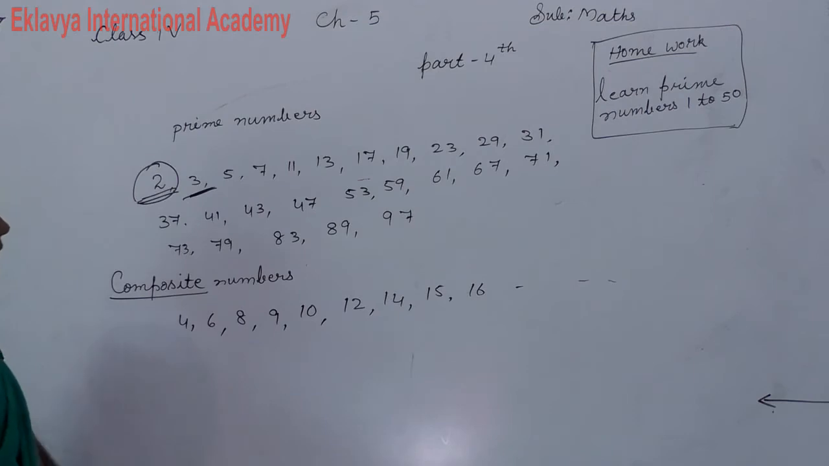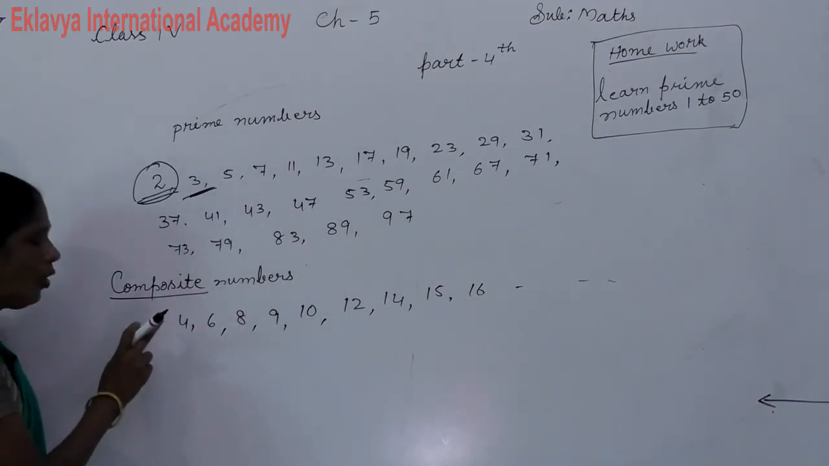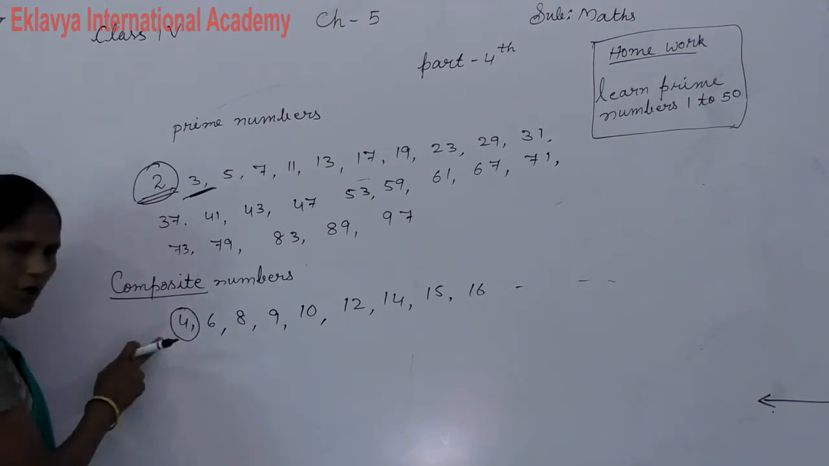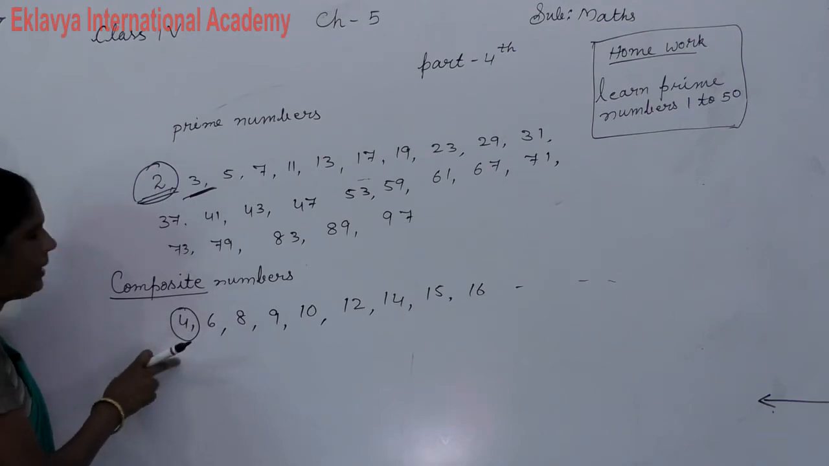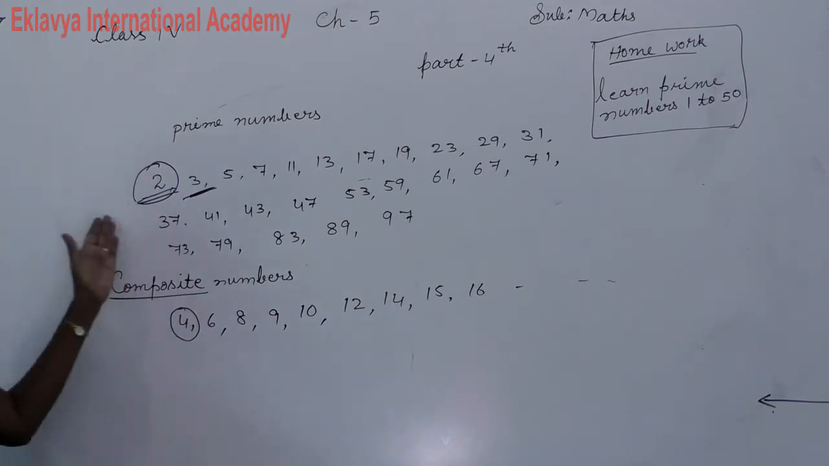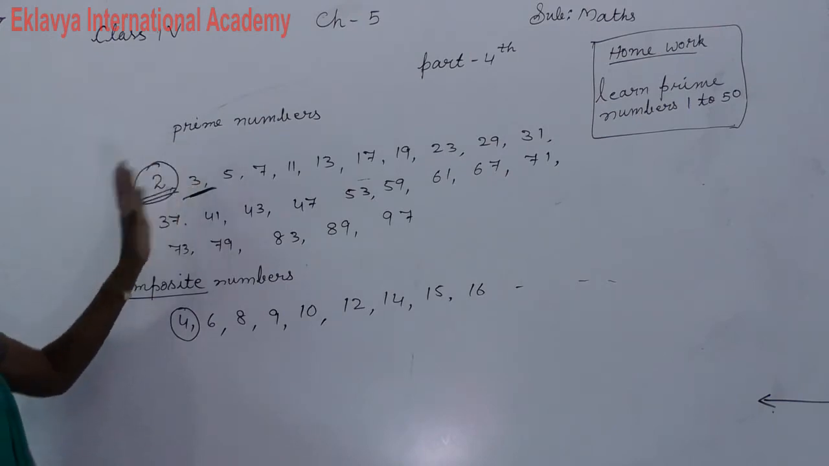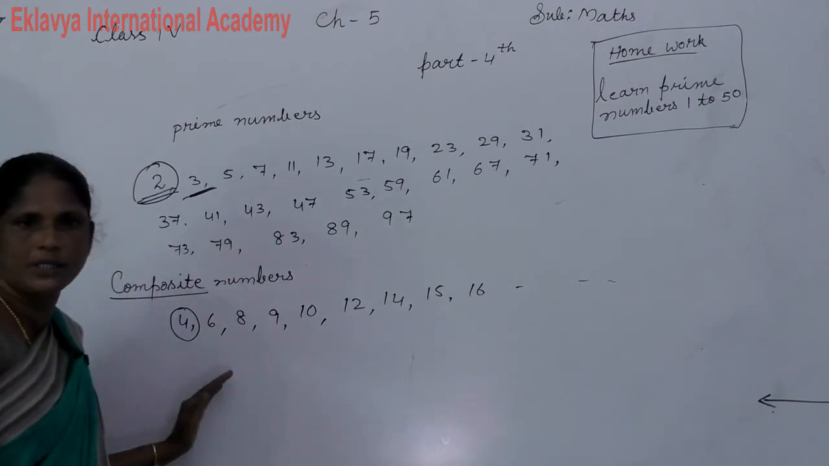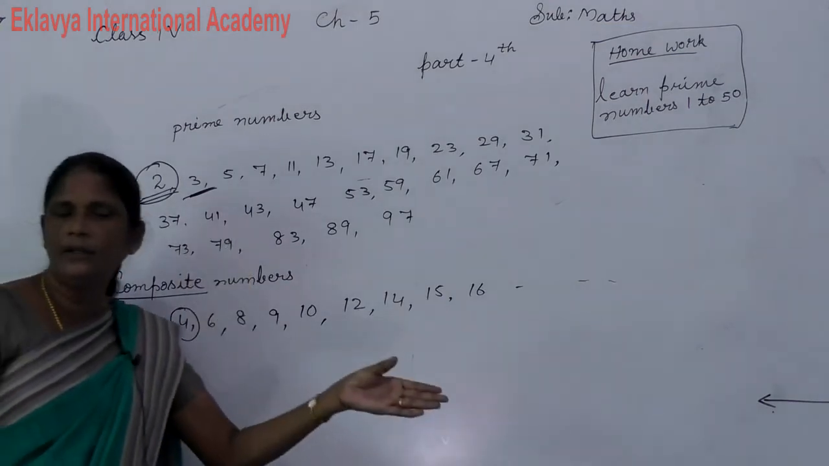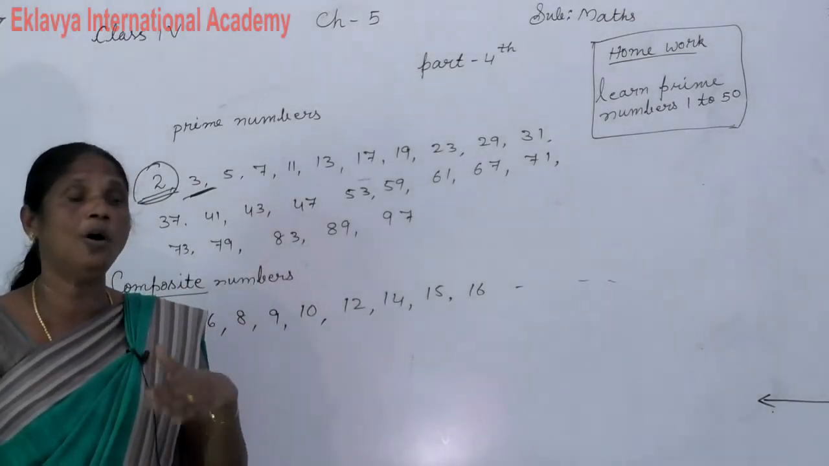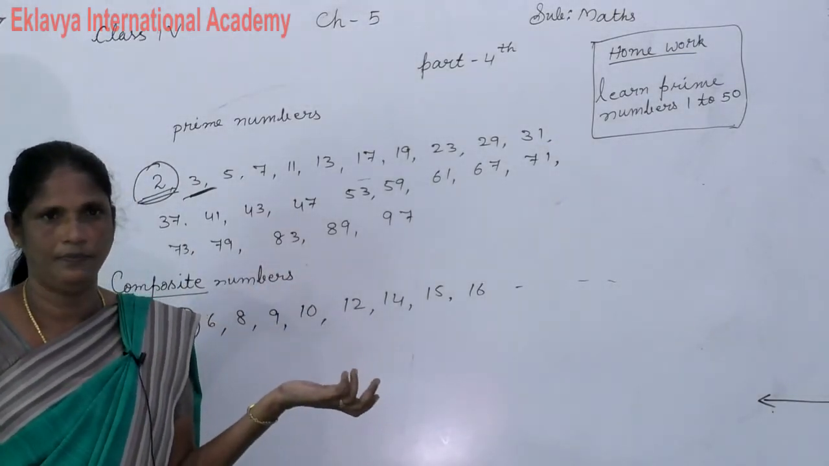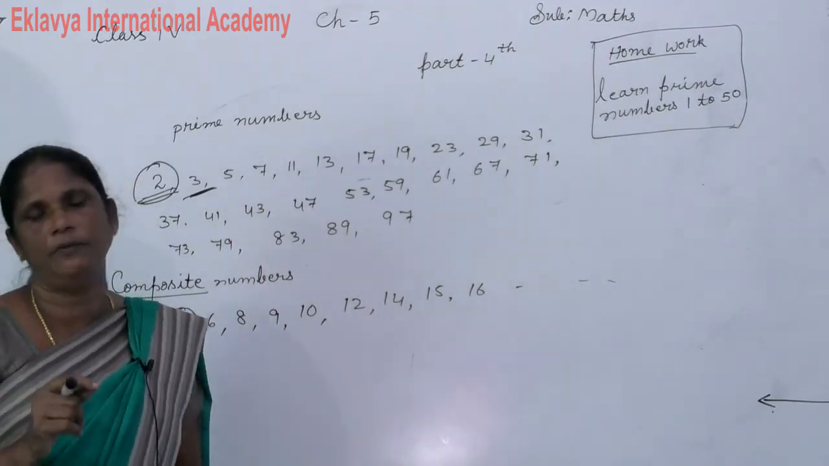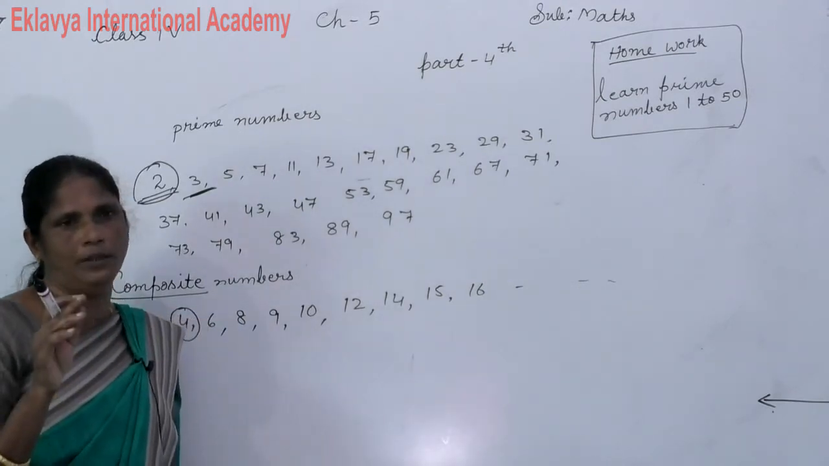Then look here, the smallest composite number is 4. Where does 1 go? The number 1 is neither a prime number nor a composite number. Then 1 is which number? A unique number. 1 is a unique number.